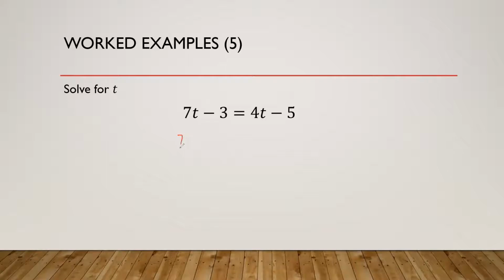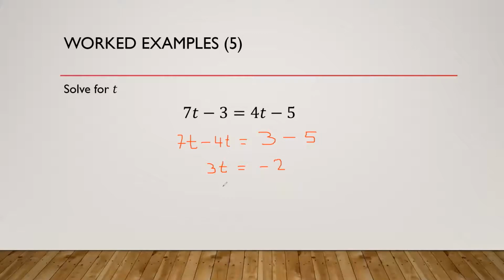So now we've got 7t. 7t is still there. We take 4t, we move it. It's now minus 4t. Minus 3 is moved to the right-hand side and becomes 3. And minus 5 is still there. Now, 7t minus 4t is 3t. 3 minus 5 is minus 2.